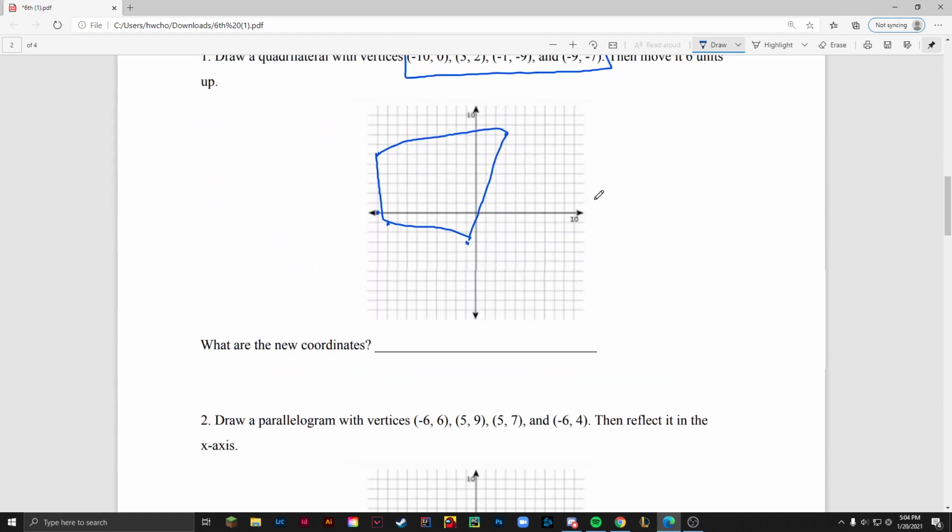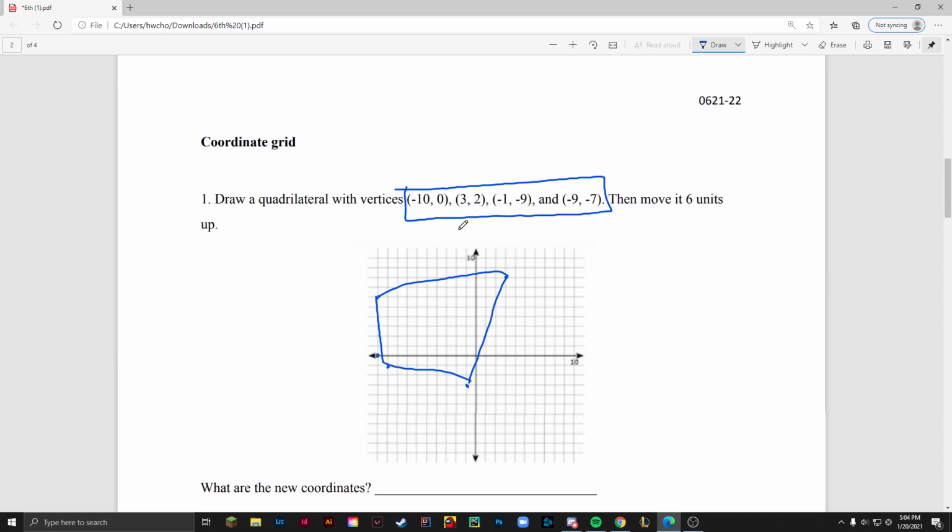Okay, the new coordinates. You can check my graph for the coordinates. Since you're moving 6 units up, the y value is going to be added by 6. And that'll be all your answers. Got it?